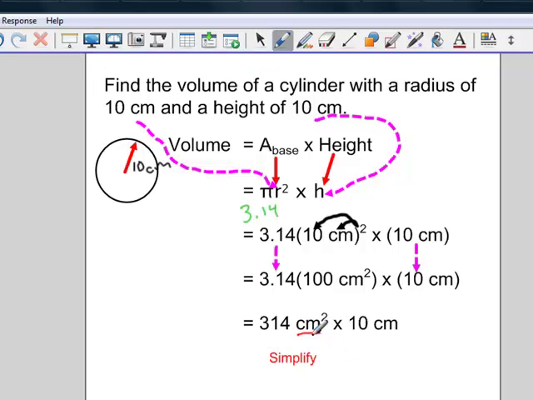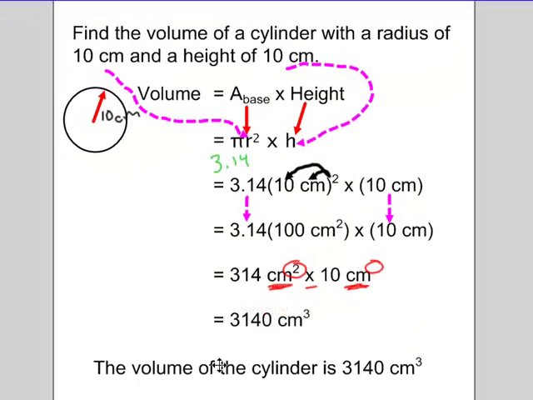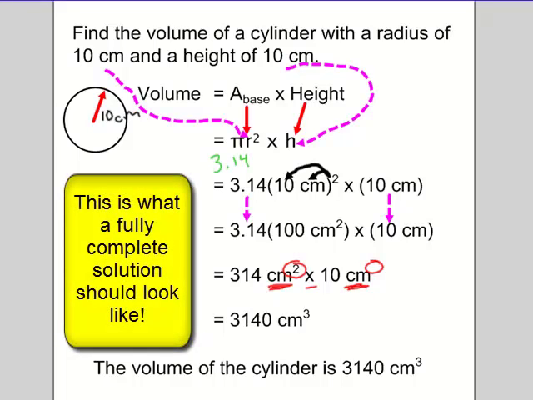Notice the bases. Centimeters squared and centimeters have the same base, so we should add their exponents because we're multiplying. When we add 2 and 1, we should come up with an answer that's in centimeters cubed. And then we just multiply the numbers. 314 times 10 is 3,140 centimeters cubed. So the volume of our cylinder in question is 3,140 centimeters cubed.